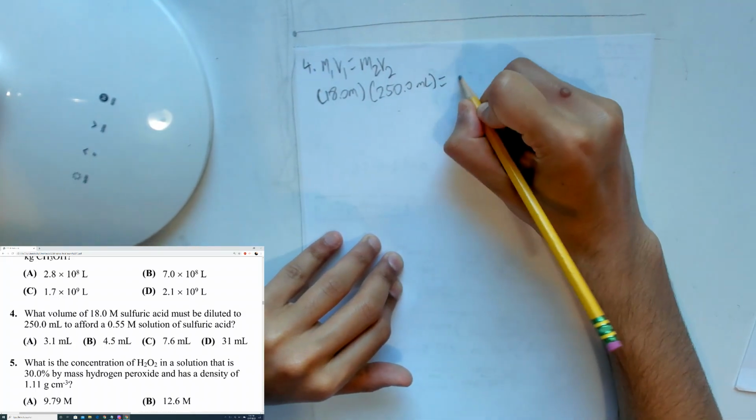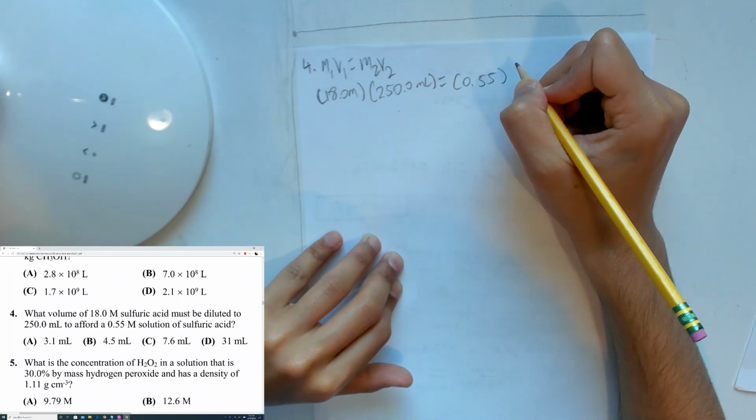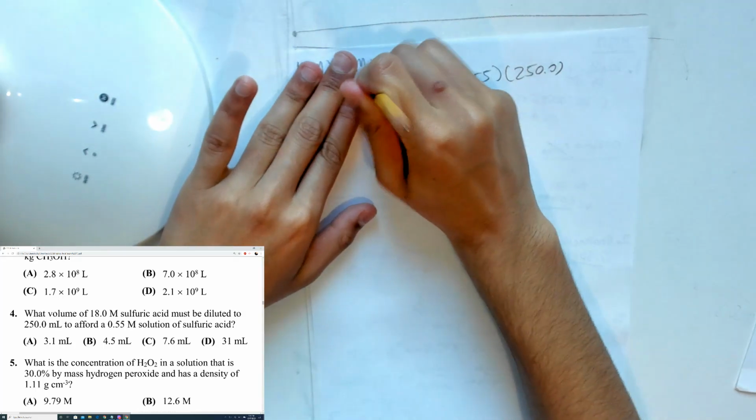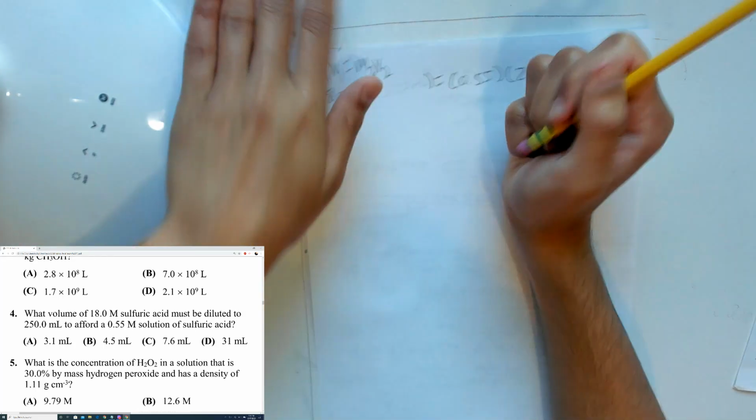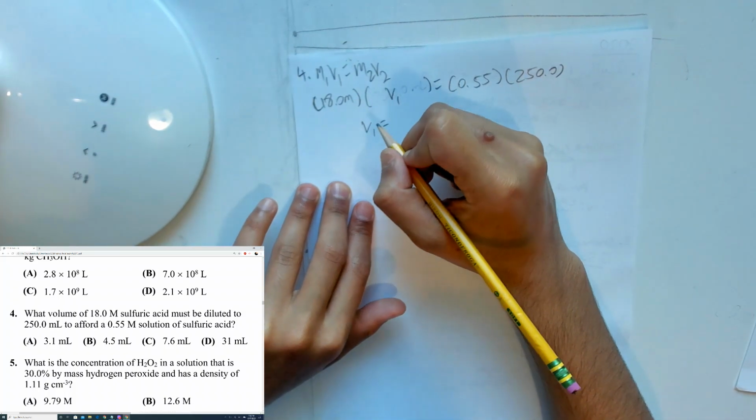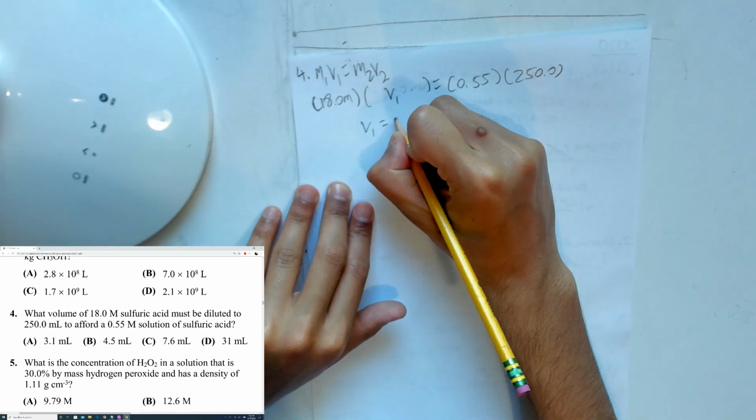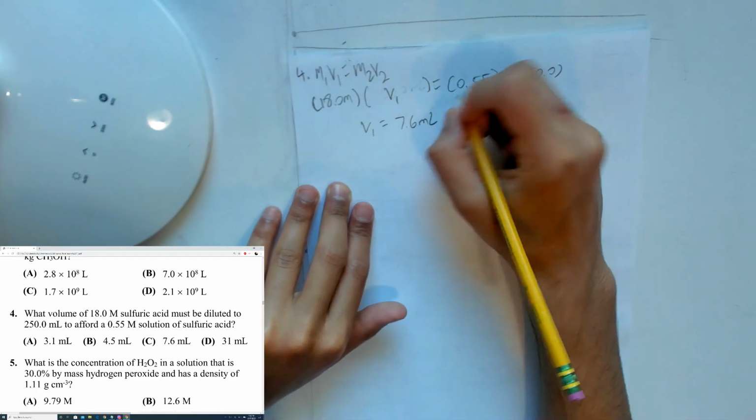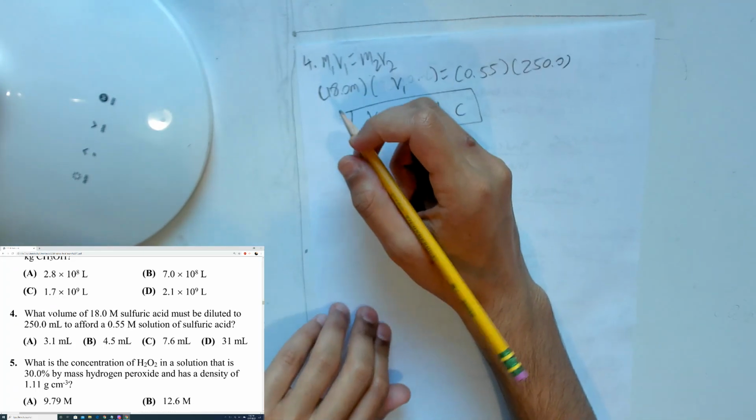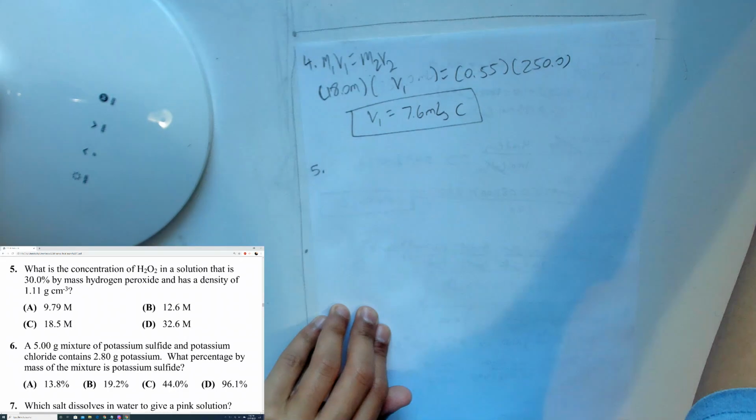Then 0.55. Oops, we had 250 ml here, but you get the idea. And when you solve for V1 you will get 7.6 ml, which is C. Moving on to number 5.